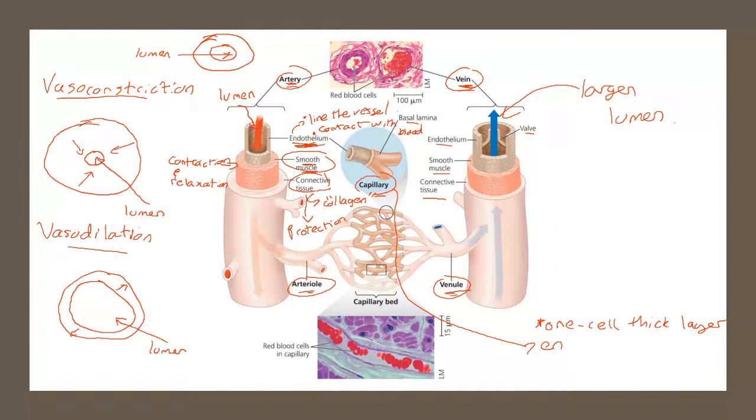So it has an endothelium. Yes, endothelium, and it has a basal lamina.